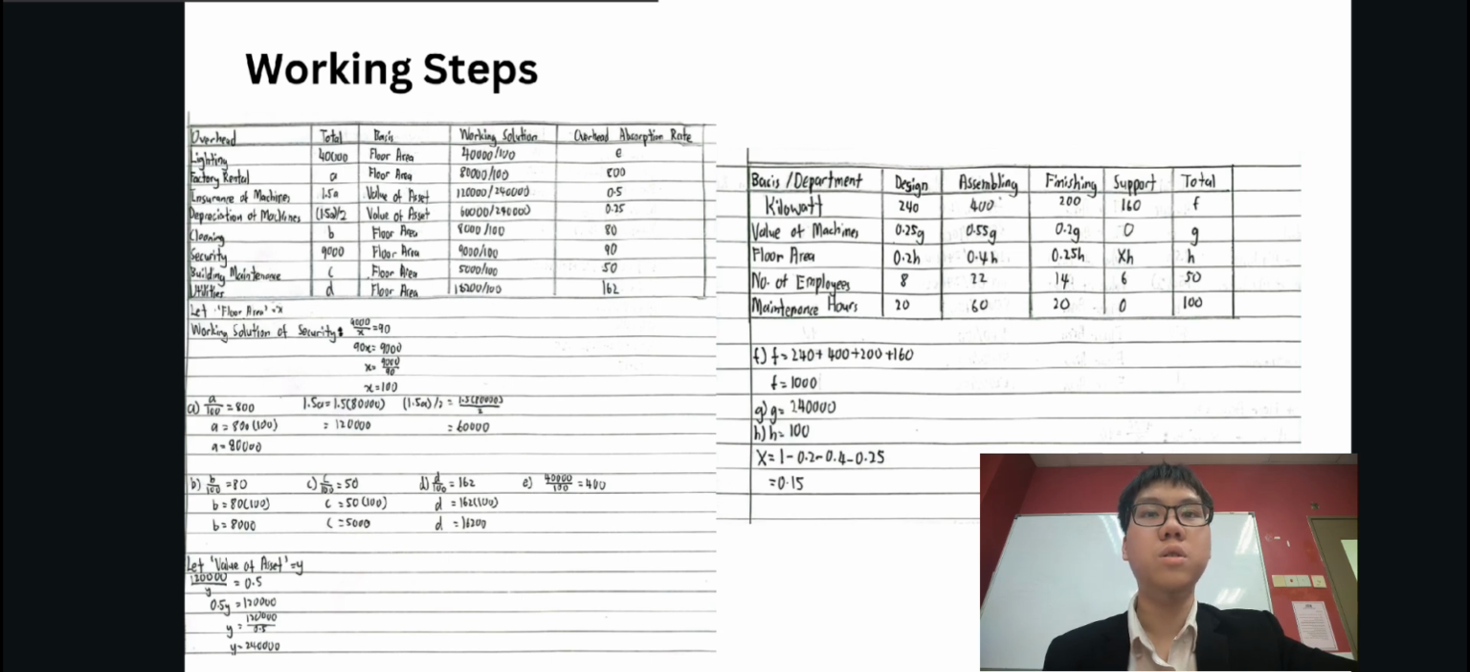Then for H, we also use the floor area that we calculated before. So H equals X, also equals 100. So for the X, which is the unknown at the floor area, the support department of the floor area, we can use 1 minus 0.2 minus 0.4 minus 0.25, which we get 0.15.